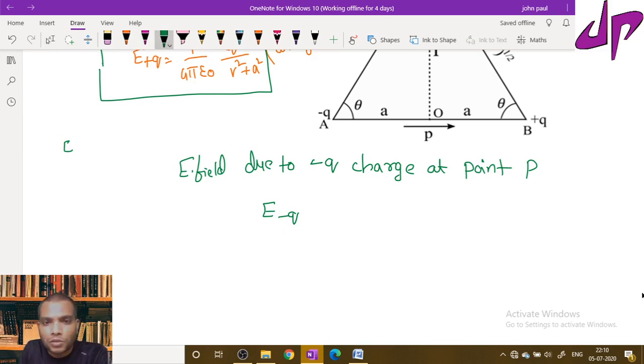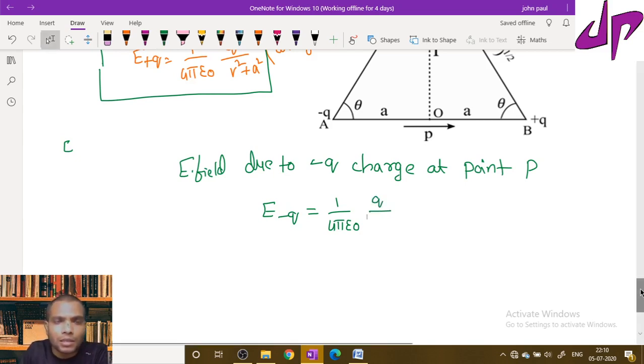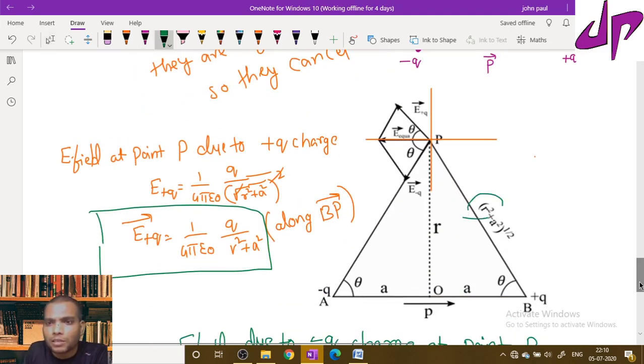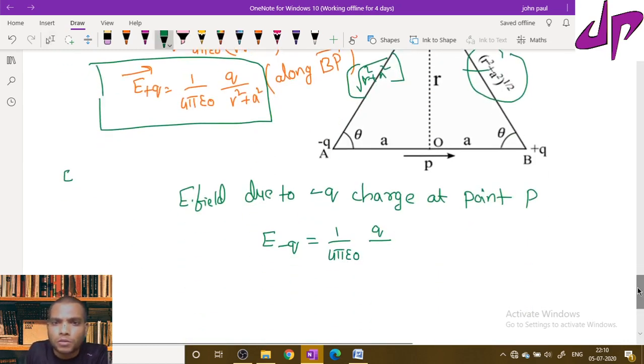Electric field due to minus q charge equal to 1 over 4 pi epsilon naught times the magnitude of the charge here, equal to plus q, by the distance. In this case the distance is also the same length. So what is the distance here? It is under root r square plus a square. This side also becomes under root r square plus a square. So that value we can substitute here: q upon under root r square plus a square, whole square. So the square root gets cancelled.